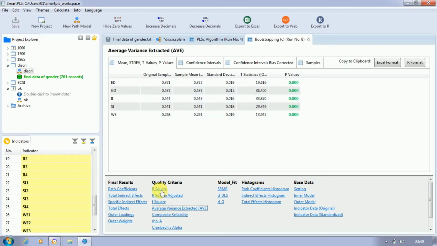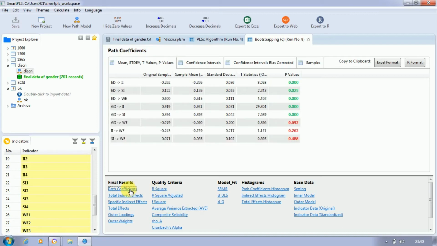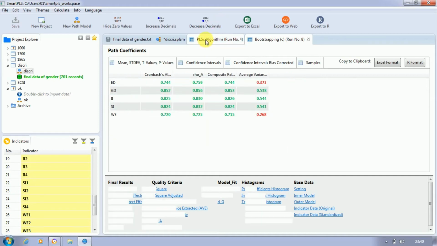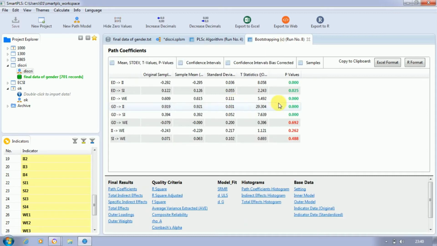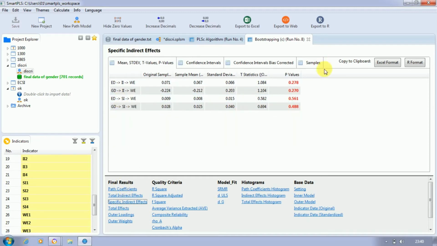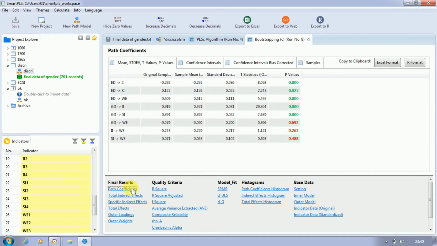Let's go to the path coefficients first. Now this is our main thing. After the bootstrap, you can see that in the PLS algorithm we also got the path coefficient results, but we could not tell whether these results were significant or not. Here in the bootstrap results, it gives you the significance, so let's see which relationships are significant. First, see the specific indirect effects. Here we can see that none of the indirect effects is significant, so we can say that there is no mediation effect.